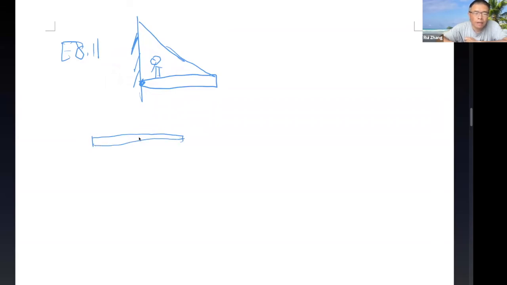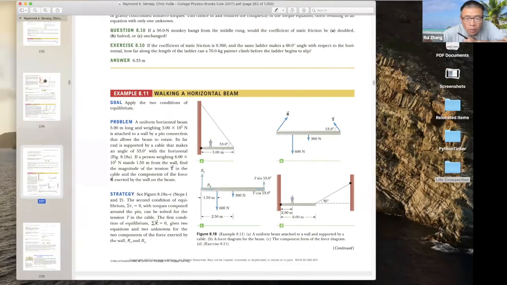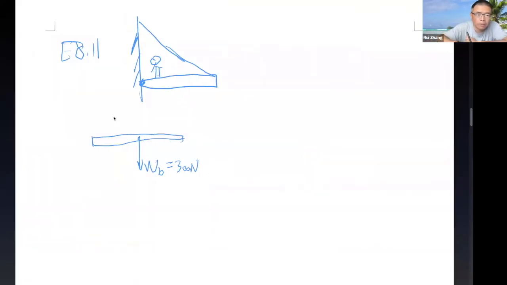Well, there's always gravity, so there's gravity acting on the middle, and I would call it WB for the beam, and that is the 300. And then let me double check, yeah, 300. We have another, a person that's 600 standing somewhere. So this is going to give another force, okay? What I'll call WP, that's 600, okay? And then there's a tension at the end here, T, which we don't know.